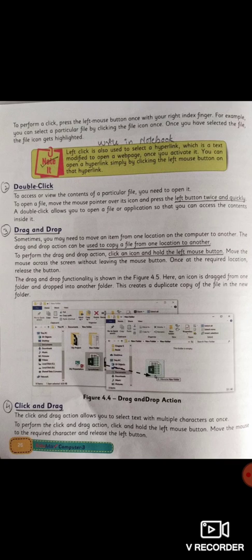And there's a note written here. Left click is also used to select a hyperlink, which is a text modified to open a web page. Once you activate it, you can open a hyperlink simply by clicking the left mouse button on that hyperlink. Now this note tells us about the hyperlink.